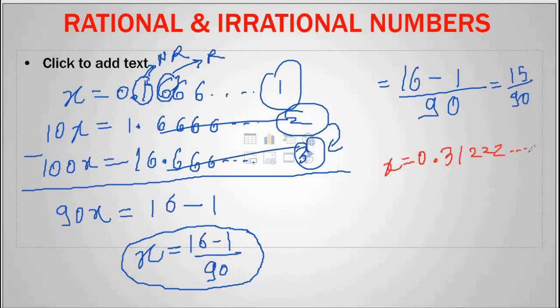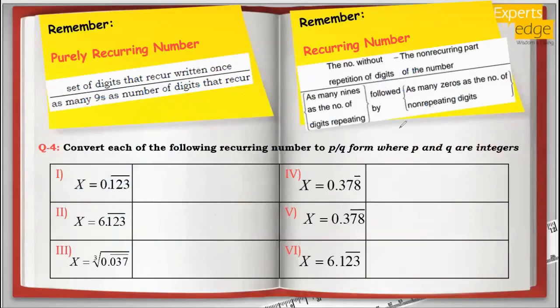312222... So 31 is a non-repeating number, 2 is a repeating one. So taking one at a time, that is 312 minus non-repeating, that is 31, upon as many nines as the digits are repeating. So only one digit is repeating, so only one nine. Two digits are not repeating, so 20. This is the answer of this. You can remember like this: the number with repeating digits once, minus the non-recurring part.